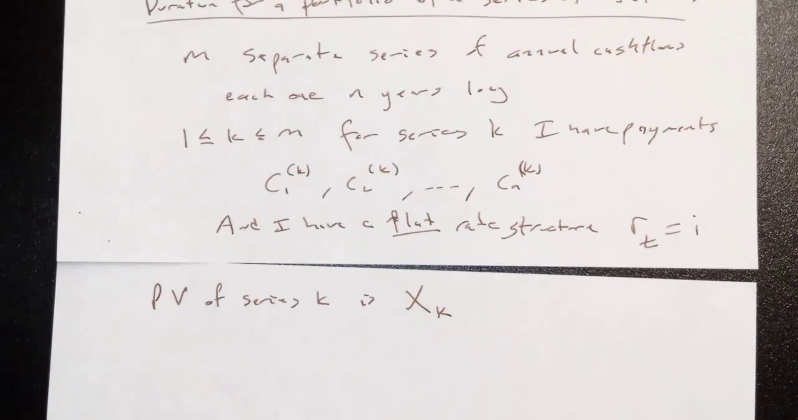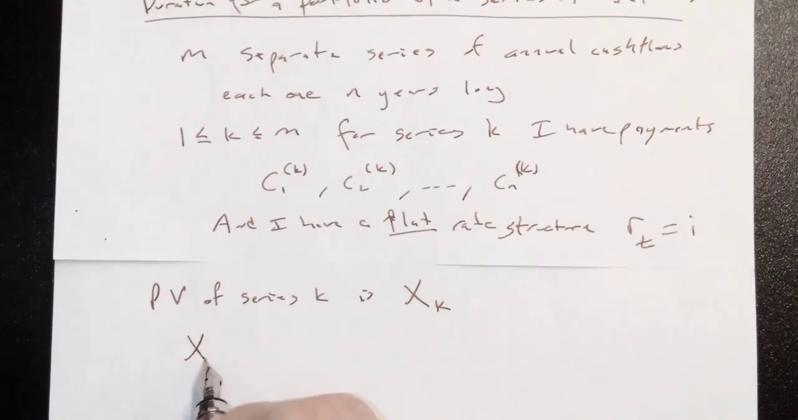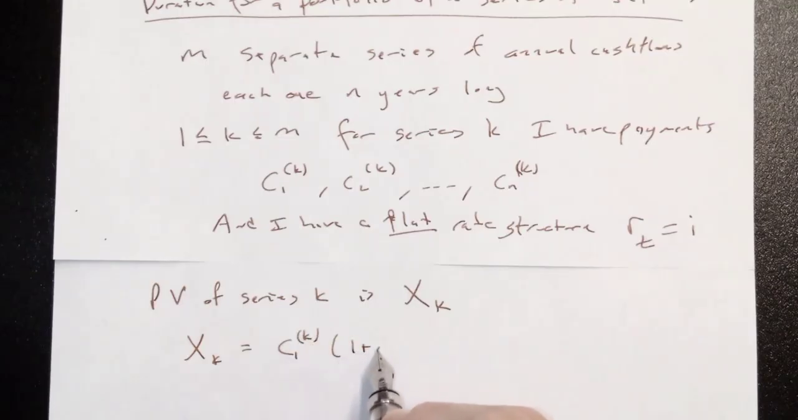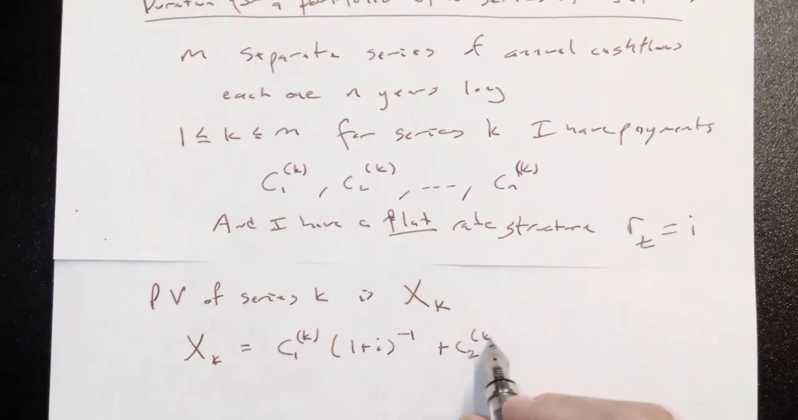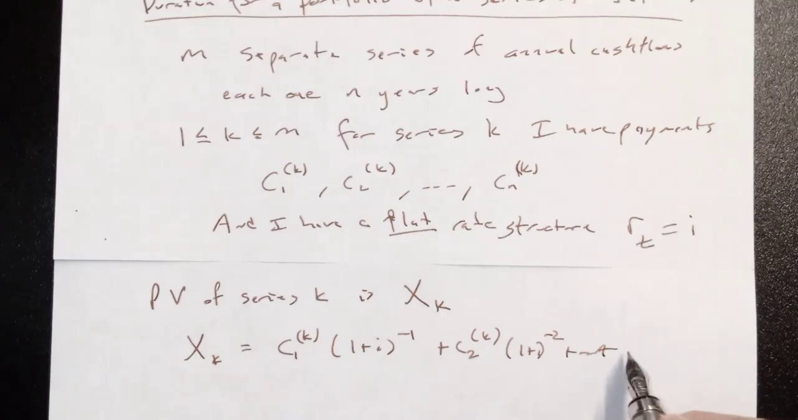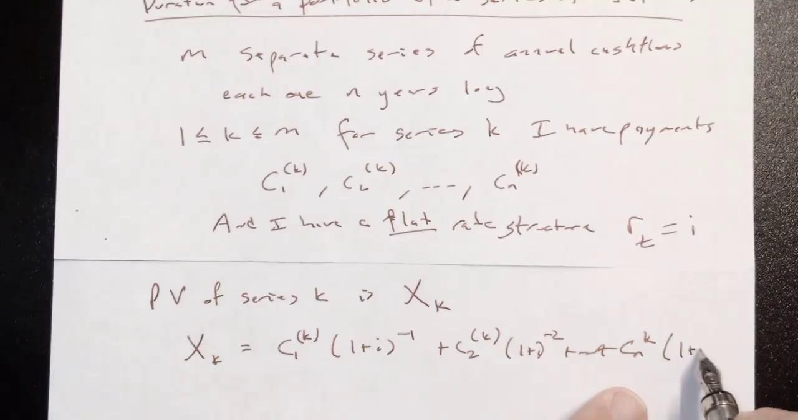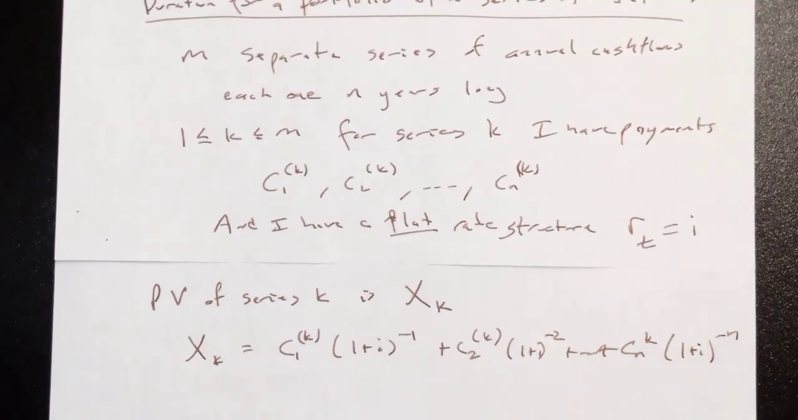I have a formula. I can do that right now. XK is C1K (1 plus I) to the minus 1. That's the present value of the first payment. Plus C2K (1 plus I) to the negative 2, all the way up to CNK (1 plus I) to the negative N. That's the present value of a series of cash flows. Some of those are negative, some of those are positive. That's okay.